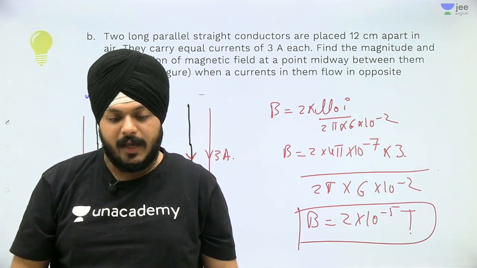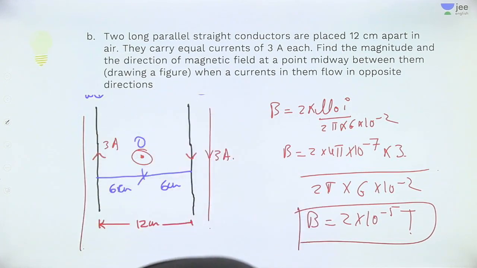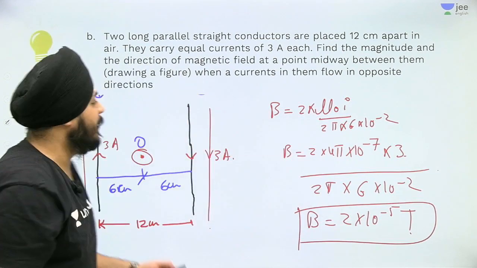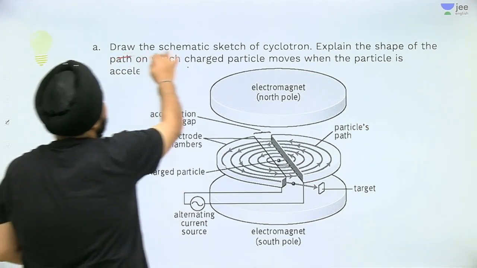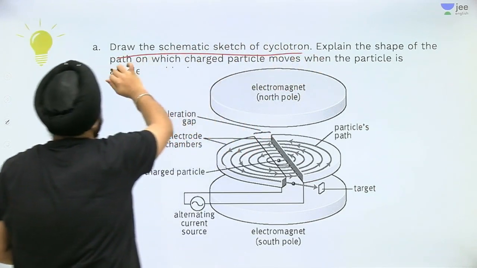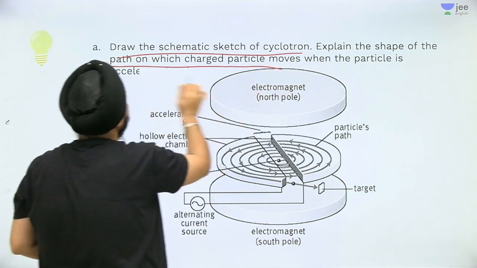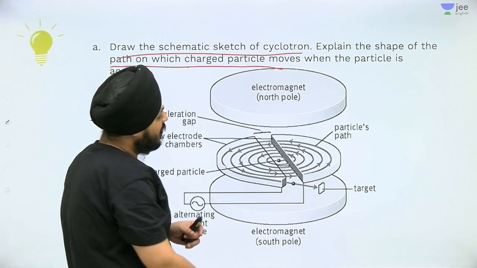Okay guys, moving forward to the next question. This was a question where we had to find the magnetic field at the center. See, this is the schematic sketch of the cyclotron. Explain the shape of the path on which the charged particle moves when the particle is accelerated.